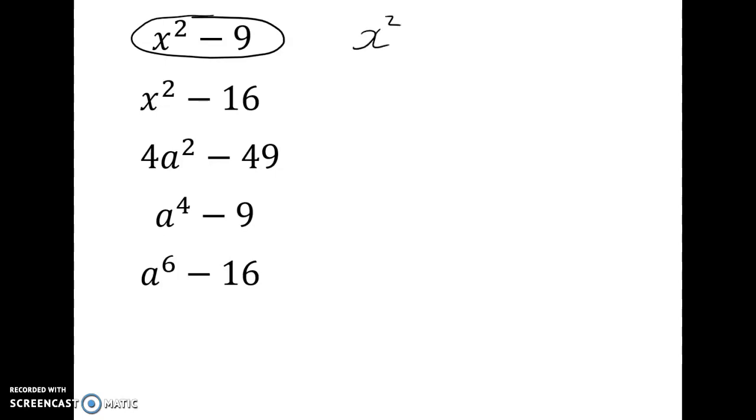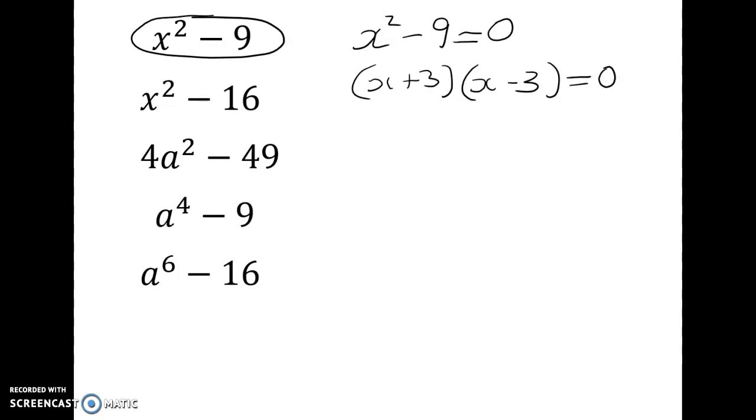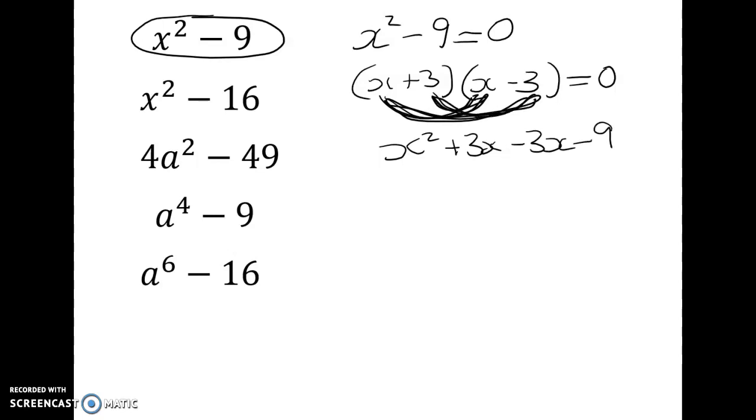Now, suppose that I write this into an equation. So I have x squared minus 9 equals 0. Well, if I look at it as the difference of two squares, I'm writing it as two factors. And one of those factors is going to be x plus 3, and one's going to be x minus 3. Right? So here we get an x squared. Next, we get a plus 3x, then we get a minus 3x, and lastly, we get a minus 9 equals 0.